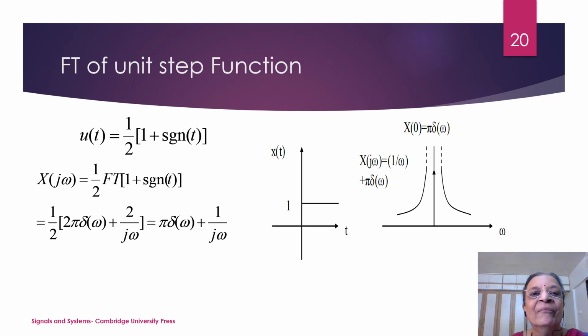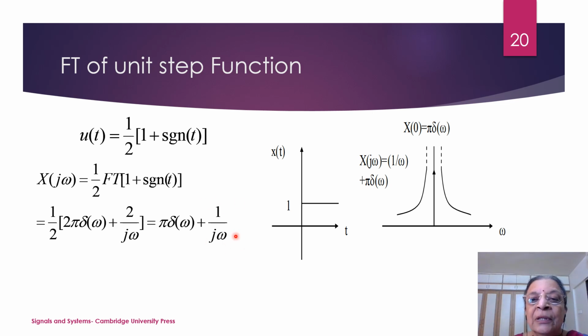Now consider the Fourier transform of the unit step function. This unit step function, I can write as half of 1 plus signum t. So it is half of the Fourier transform of 1 plus signum t. So I can write it as 1 upon 2 into 2 pi delta omega. For 1, I will write the Fourier transform as 2 pi delta omega, plus 2 upon j omega. So it is equal to pi delta omega plus 1 upon j omega.